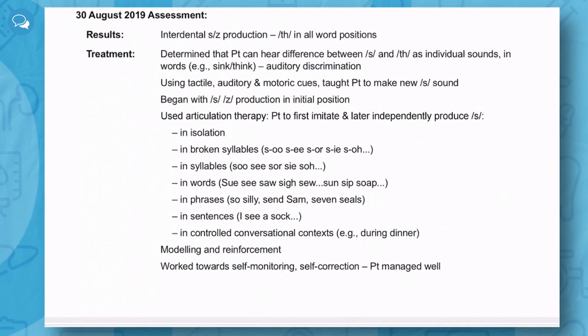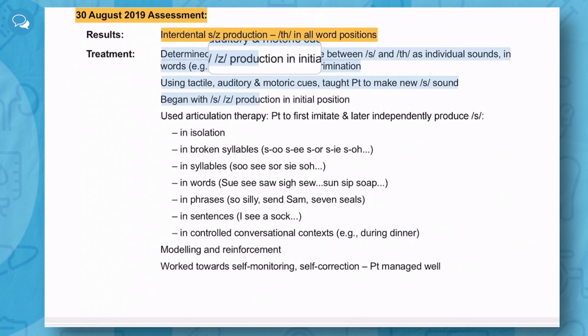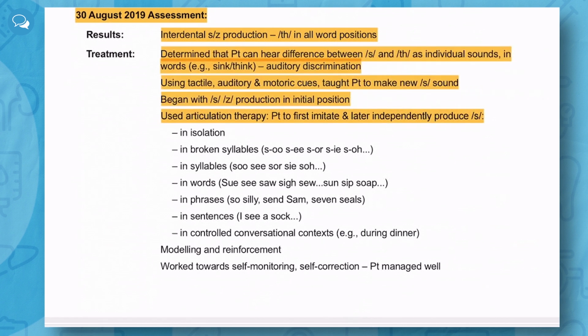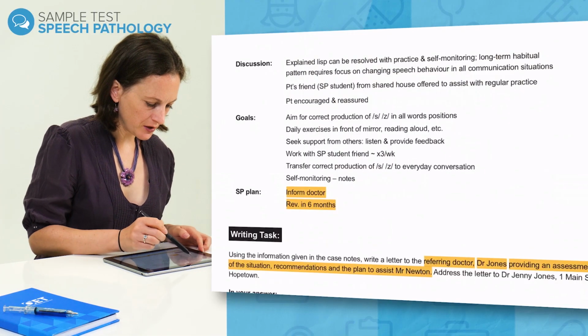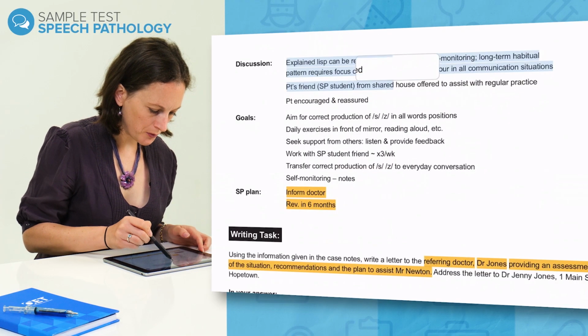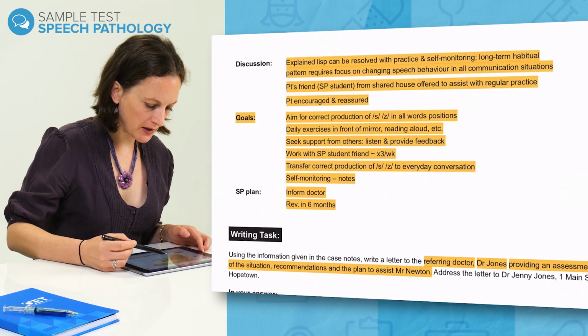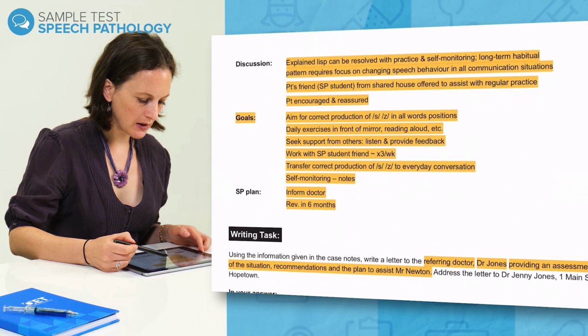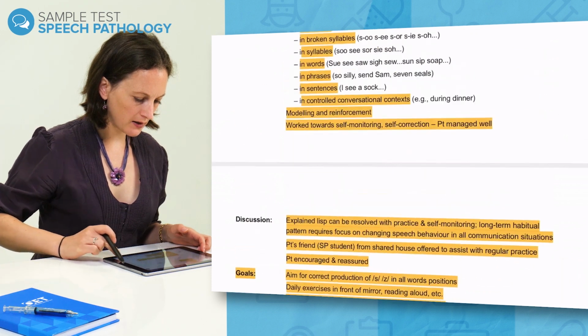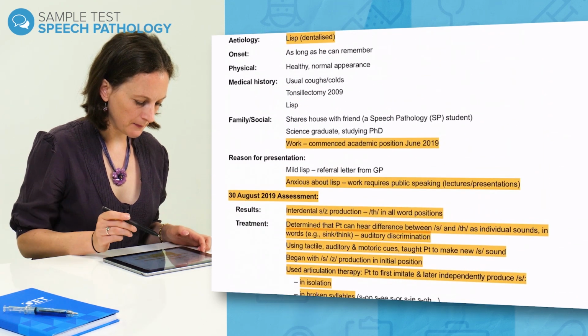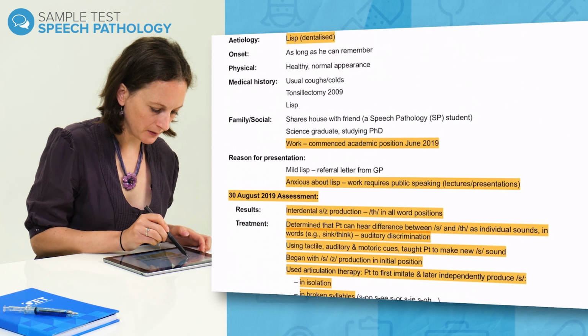Now we come to today's assessment. The result is obviously important, as are the headlines of the treatment, but the bracketed notes can be omitted. The discussion section and the goals section all look important, and here I get confirmation of an earlier point I was thinking about, that the patient's speech pathology housemate is going to assist with the practice that I've provided. So I go back to that earlier point in the case notes and make a mental note of this as well.